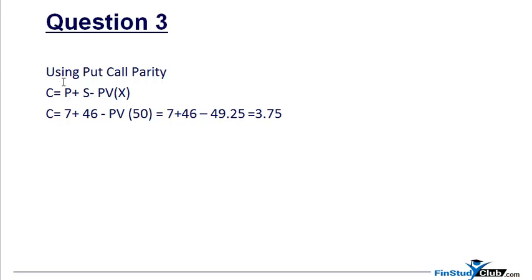So there we have the put call parity, which is P plus S is equal to C plus the present value of the strike price. Alright, so I shall make C the subject. So it should be equal to P plus S minus the present value of the strike price. So there I substitute the numbers.